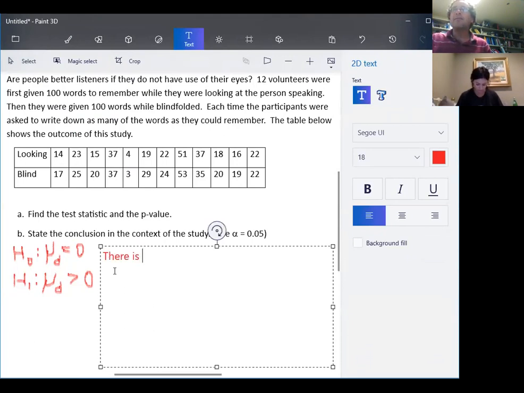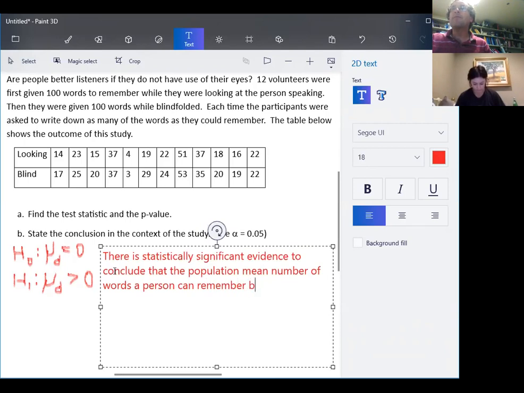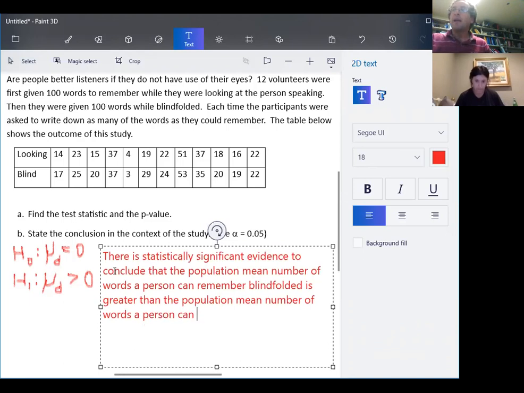So hopefully you know, there is statistically significant evidence to conclude that the population mean number of words a person can remember blindfolded is greater than the population mean number of words a person can remember when they're looking.